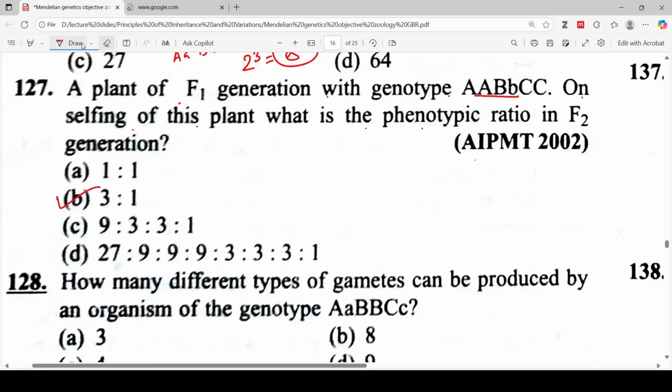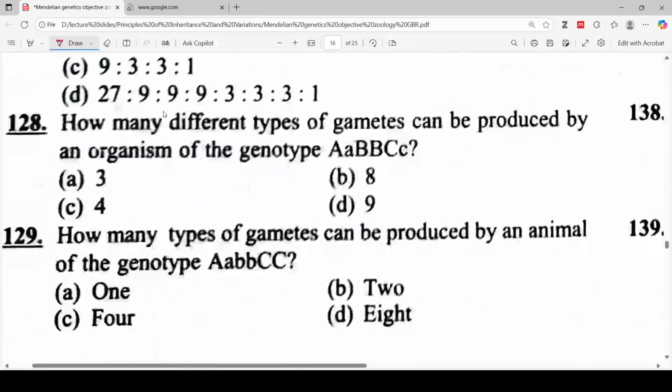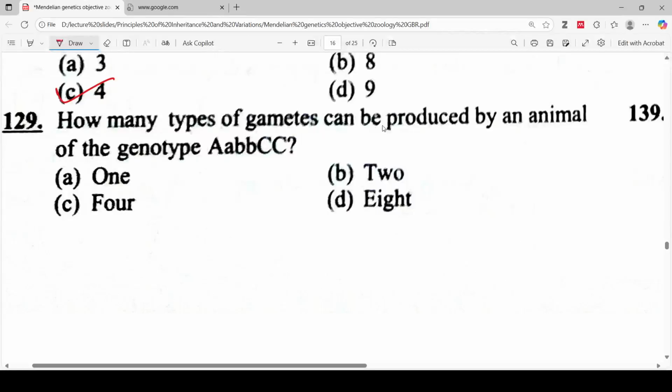Next question, how many different types of gametes can be produced by an organism of the genotype AaBb? You have to count the number of heterozygotes: 1, 2. So the number of heterozygotes is 2, and 4 will be the correct answer. Next question, how many types of gametes can be produced by an animal of this genotype? Again you have to count the number of heterozygotes. So 1, and the correct answer will be 2.